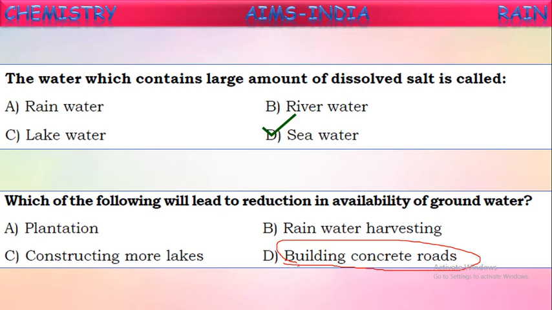There is no sinkage of water into this ground. Then the groundwater level gradually decreases. Okay, by building concrete roads, groundwater level decreases. Availability of groundwater is reduced by concrete roads and buildings. This is the correct answer.